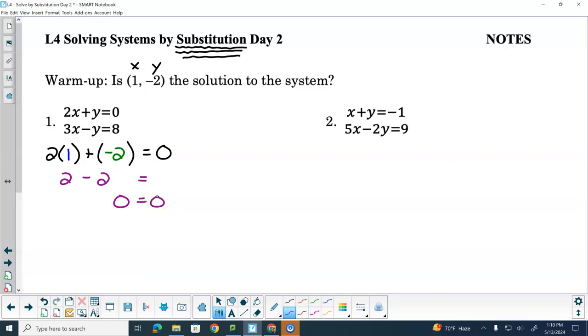Okay. So we've got to go to the second one. Not done yet. We've got to check the second one. Just because it works in one doesn't necessarily mean that it works in both. Three times 1 is 3. Negative times -2 is +2. 3 plus 2 is 5. It doesn't equal 8, right? So is this a yes, it works, or no, it doesn't? This is a no, it doesn't.